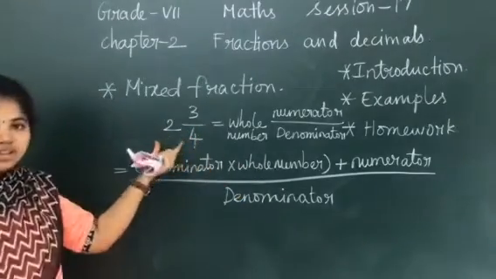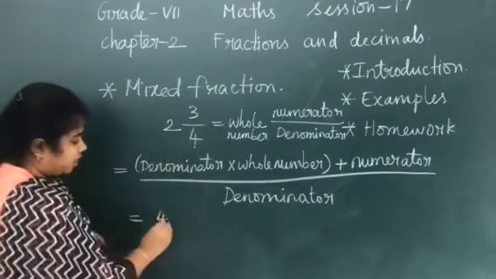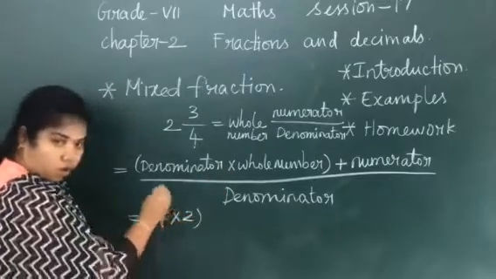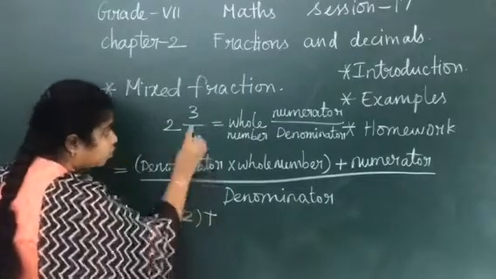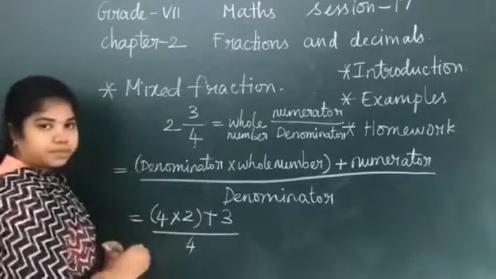Now let us convert these particular numbers. What is 4 into 2? That is denominator into whole number. The whole thing is added to the numerator, divided by the denominator. Can you understand?